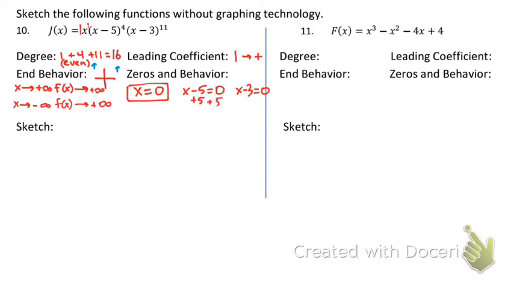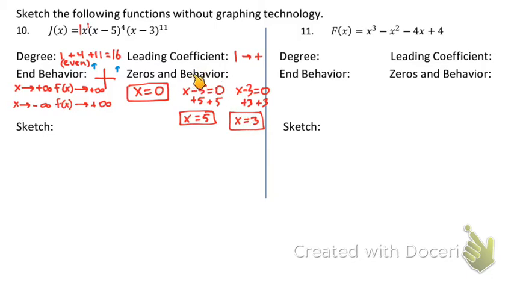Add 5 to both sides. x equals 5. Solved. Add 3 to both sides, x equals 3. Okay, so we have those zeros, and now we want to determine what's their behavior.